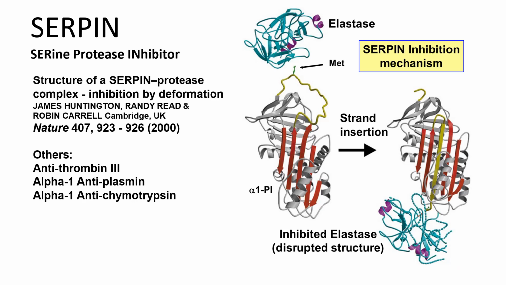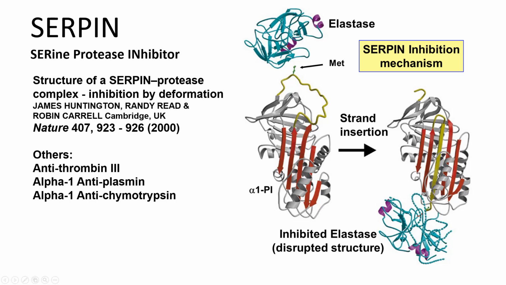So here is a model showing elastase. This work was done by James Huntington, Randy Read, and Robin Carrell at Cambridge back in 2000, and they found that elastase would cleave at the methionine, and in that process cause a rearrangement. The alpha-1 antitrypsin rearranges, and in the structure it results in inhibiting elastase by disrupting its structure.